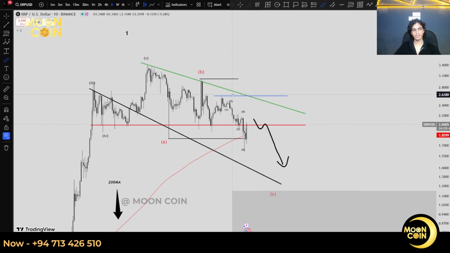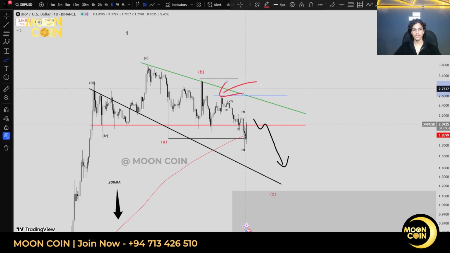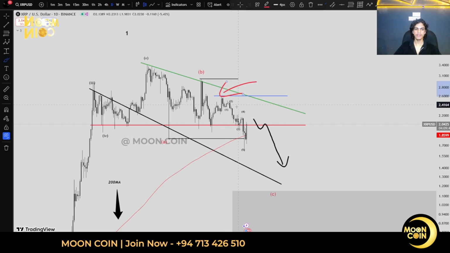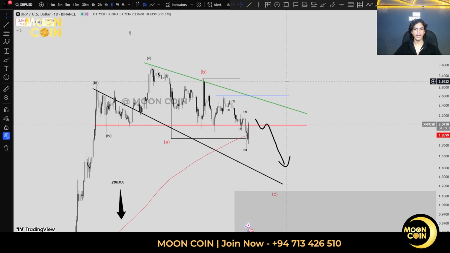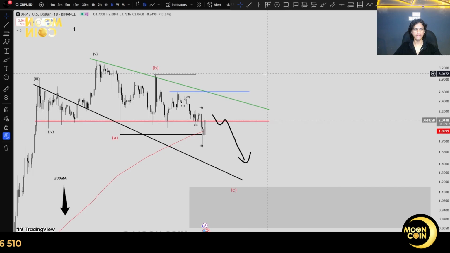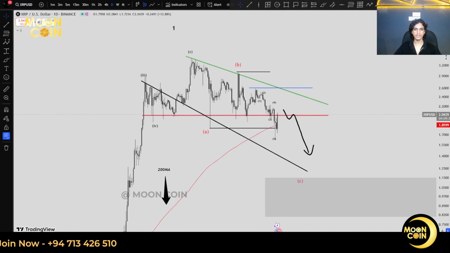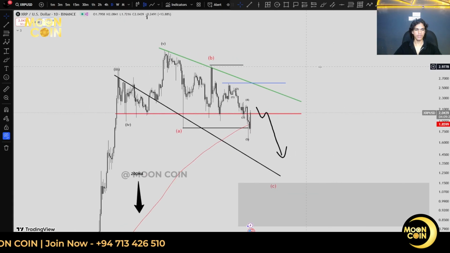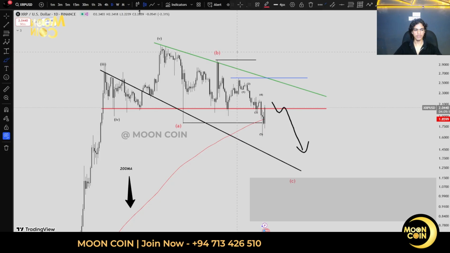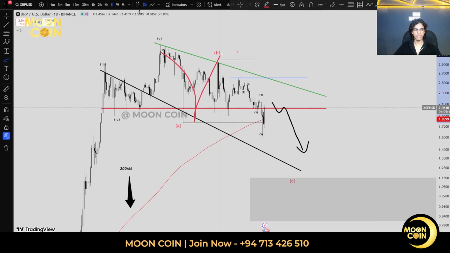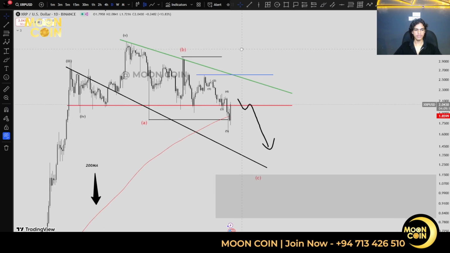In the last video I mentioned that if the market did not break this high, the market can drop. The high did not break, so we had a drop. Now let's see how far this drop can go. As you can see here, we are on a C count. This is our A, B, and now we are on a C count. So the C will be an impulse.